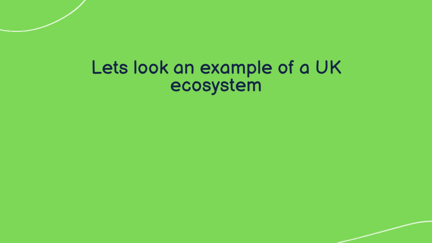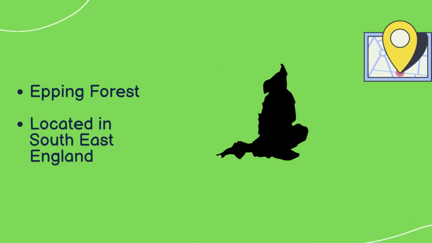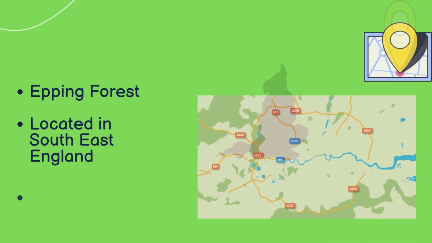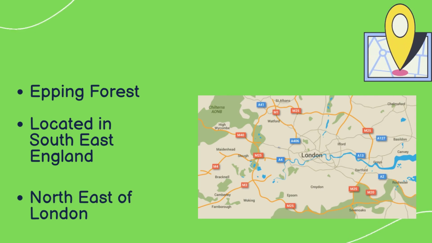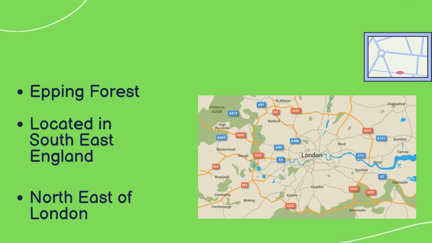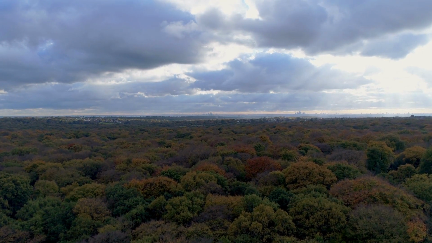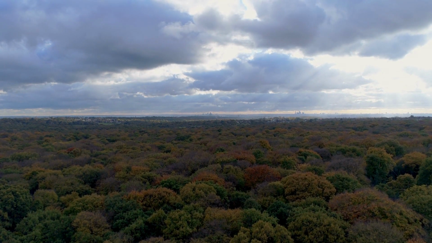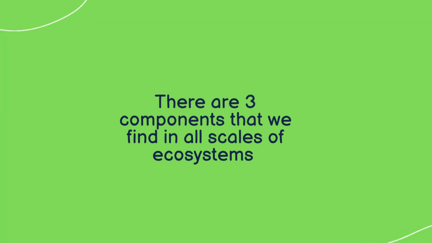So let's take a look at an example of an ecosystem in the UK. Epping Forest. Epping Forest is a woodland in the southeast of England. It can be located to the northeast of England's capital city, London. In Epping Forest, there are three components that we can find in all scales of other ecosystems.